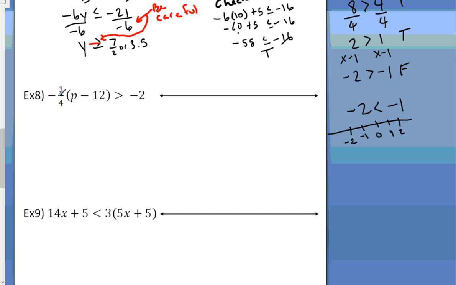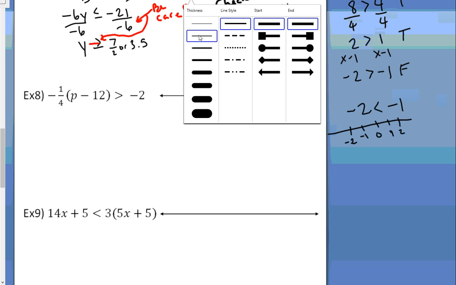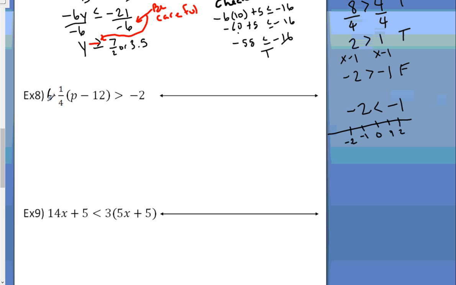In this problem, we're going to have to first get rid of that negative 1/4. Now you got two options. You can distribute it, or you can start off, which is the way I like to do this, and multiply, and this in red, I don't want red. We can start off by multiplying both sides by a negative 4. So I'm going to do that. I'm going to multiply both sides by a negative 4. Okay?